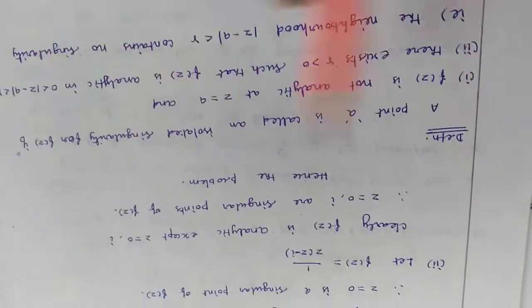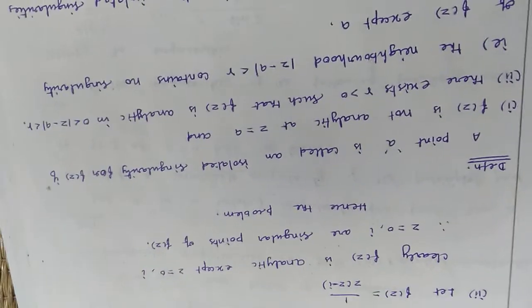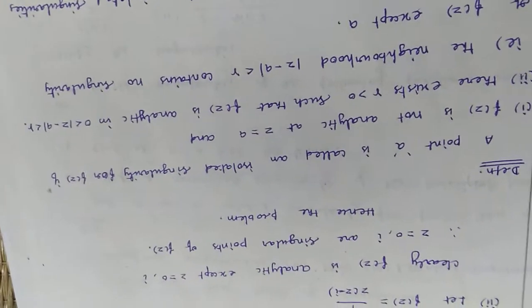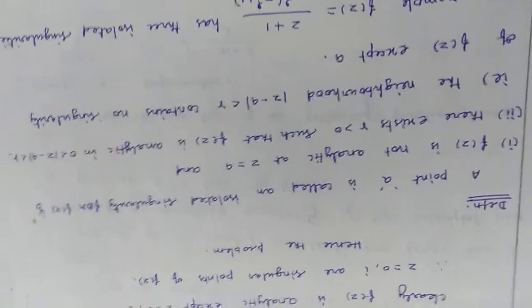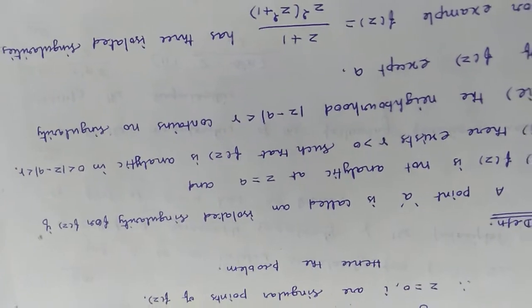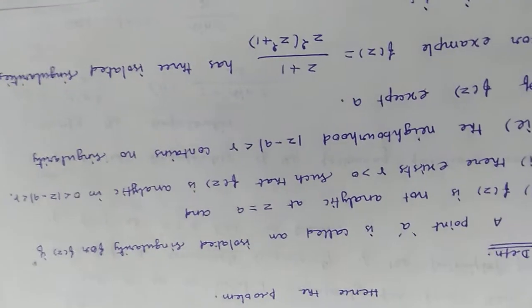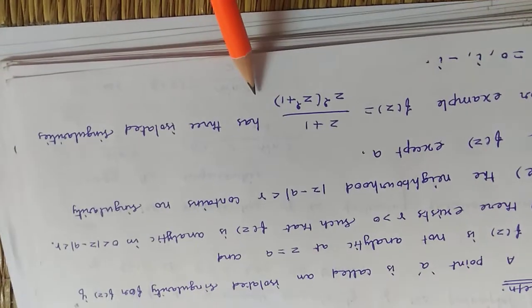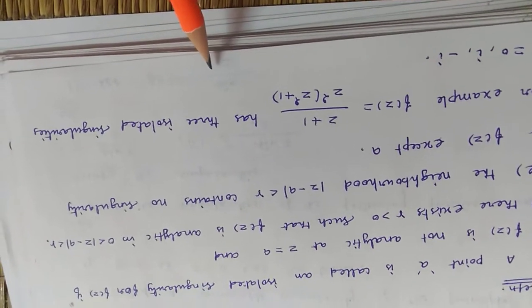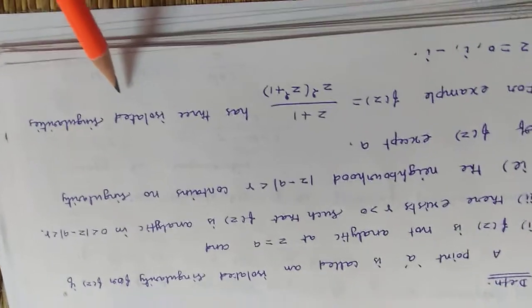Now isolated singularity. A point A is called an isolated singularity if f of z is not analytic only at the point A and is analytic at every point of the neighborhood modulus z minus a less than r. So for example, here f of z equal to z plus i by z square into z square plus 1 has three isolated singularities.